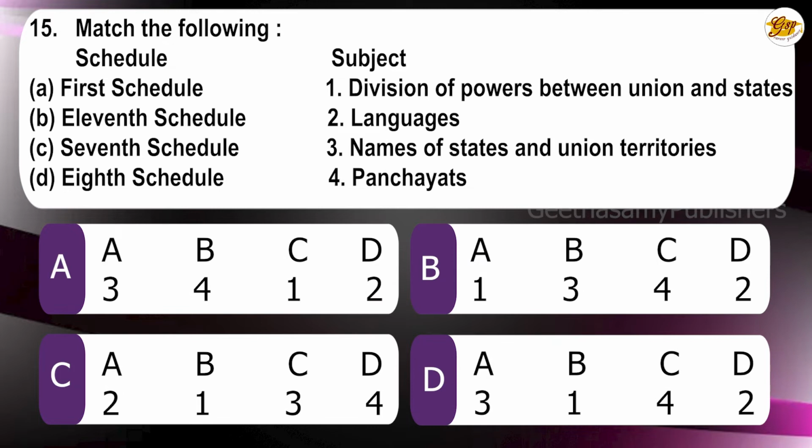15th question. Match the following schedule and subject. First schedule, division of powers between the union and states. B. 11th schedule, languages. 7th schedule, names and states of union territories.